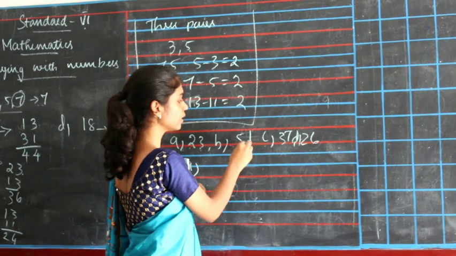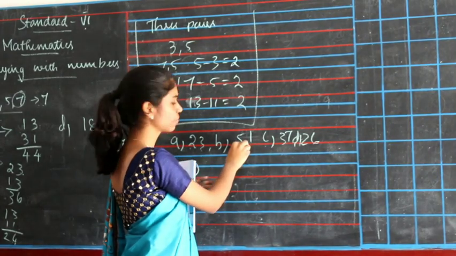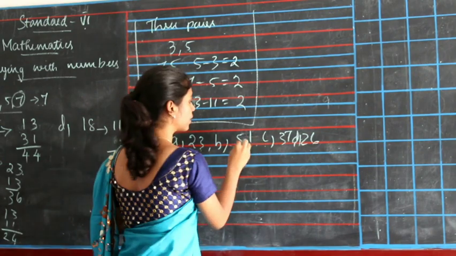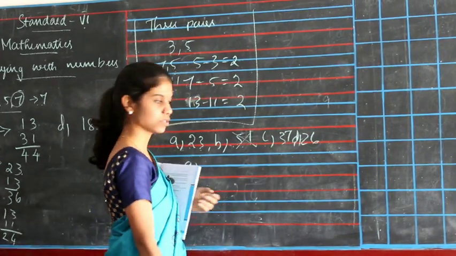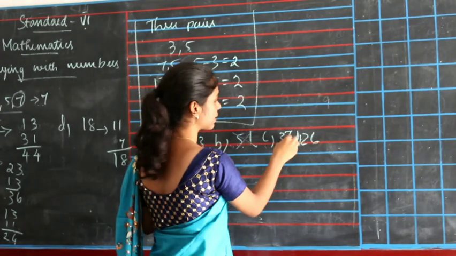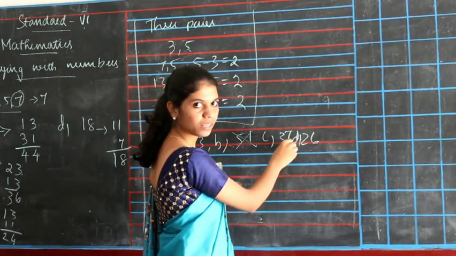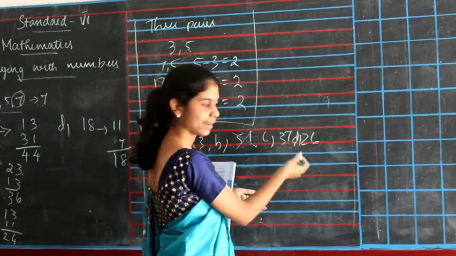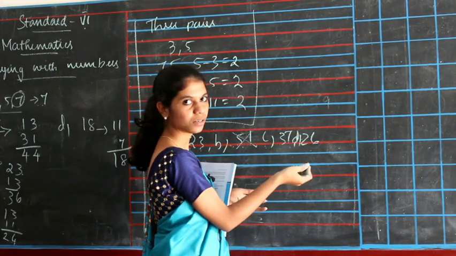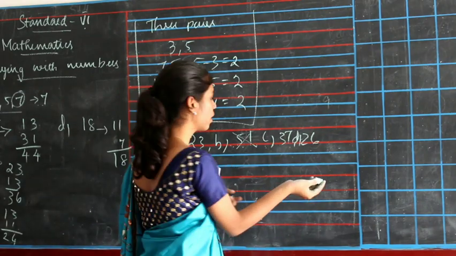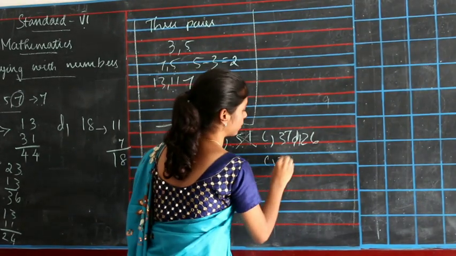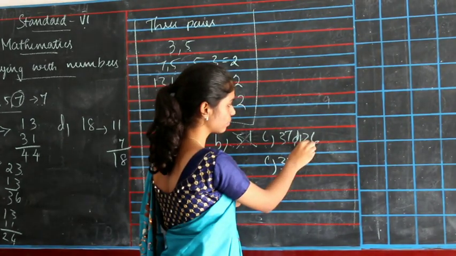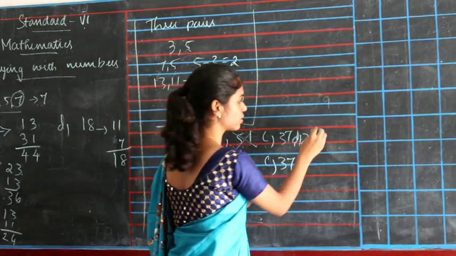B, 51, cannot be divided by 2 or 5. So add 5 plus 1 is 6, which can be divided by 3. So this is not a prime number, it is a composite number. C, 37. It cannot be divided by 2 or 5. For 3 you have to add, right? 3 plus 7 is 10, which is not divisible by 3. So this is a prime number. And 26 can be divided by 2, so it is not a prime number.